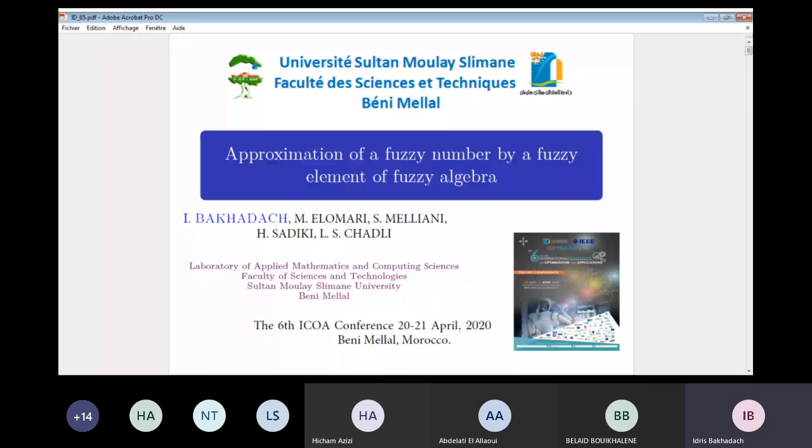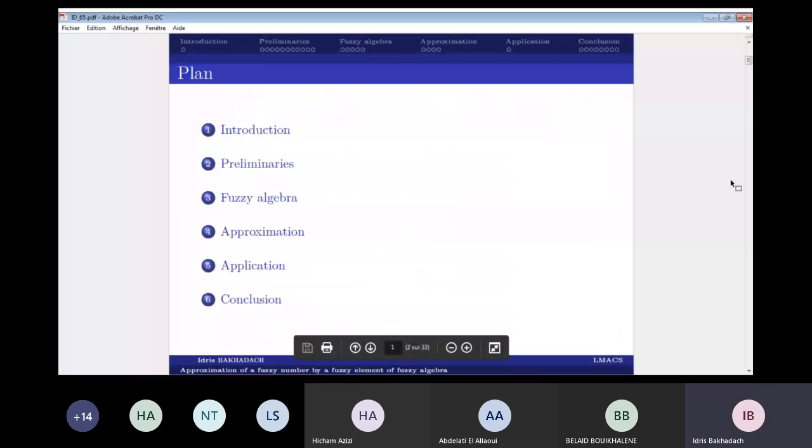So as you can see on the screen, my topic today is about approximation of a fuzzy number by a fuzzy element of fuzzy algebra. In this presentation, I will talk firstly about fuzzy sets, and I would like to recall some basic definitions and properties that will be needed in the next section. For section 3, 4, results, and finally I will end with a conclusion.